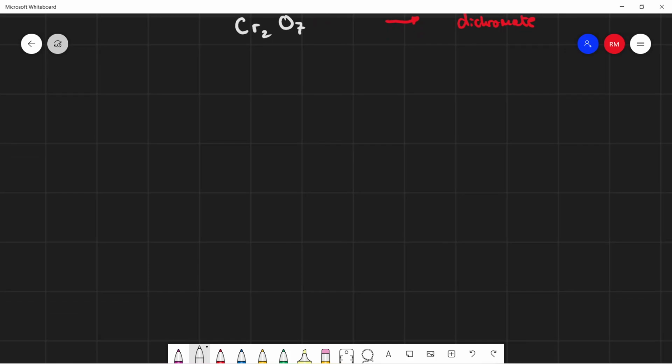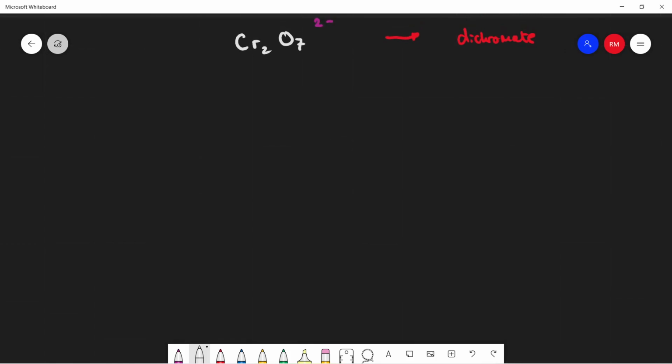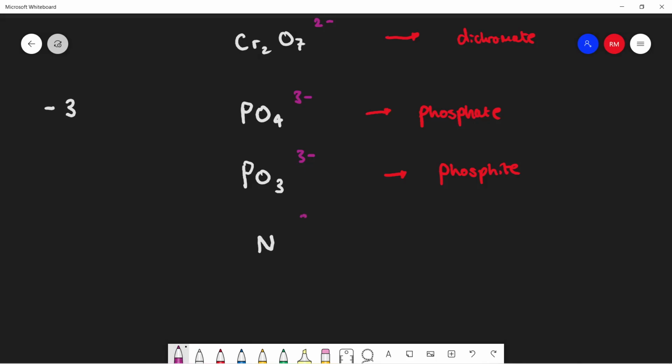And finally, the last ones I'm going to look at are our -3 ions. There are only 3 of them. The first one is phosphate, PO4 3 minus, which is phosphate. The second, quite similar one, with just one less oxygen and a little alteration in the name, is going to be PO3 3 minus, which is just phosphite here. And the last one I'm going to show you is N3 minus, which is nitrite ion. Cool.